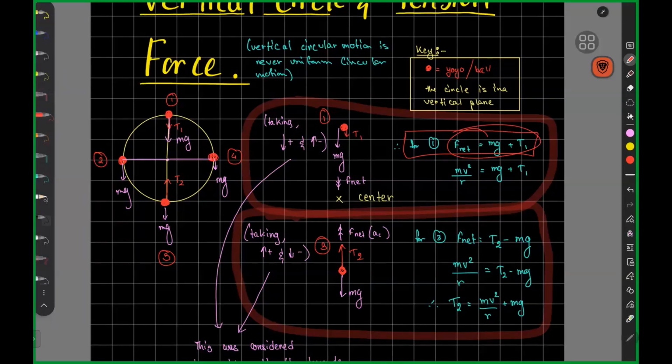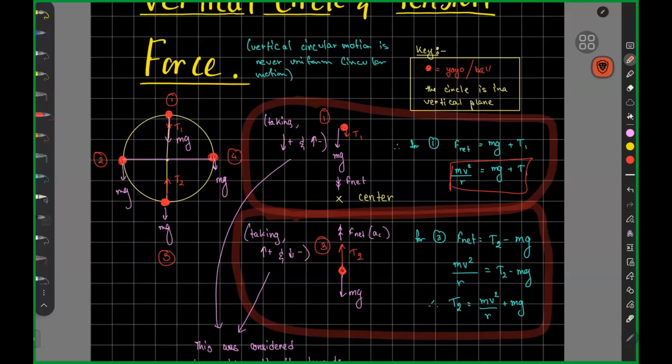Centripetal force, let's say, right? Not just let's say, but it is centripetal force. That is my net force: T1 plus mg. There is no other force acting over here. No other force. No friction. I'm telling you guys, we're not considering friction over here. So no other force. And if you can think of any other force, let me know.